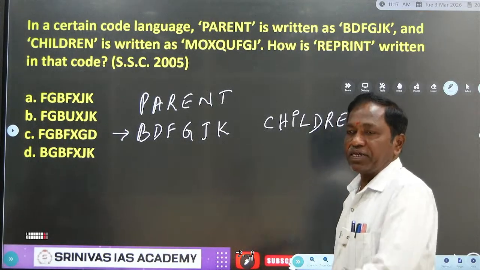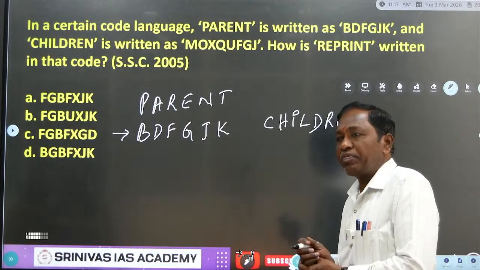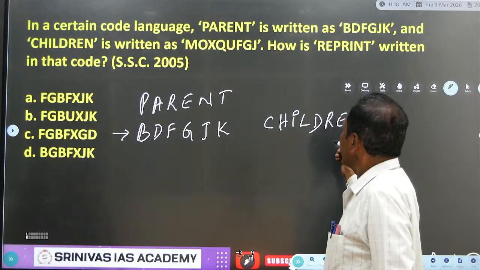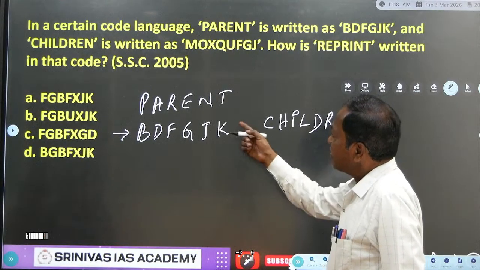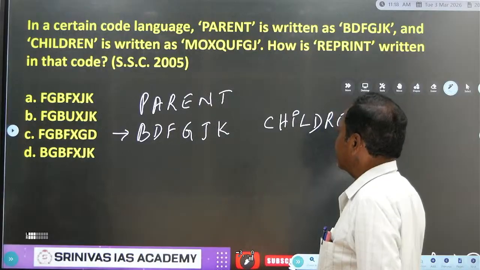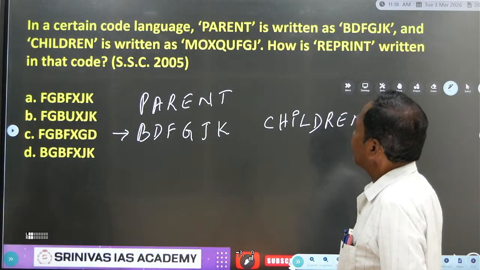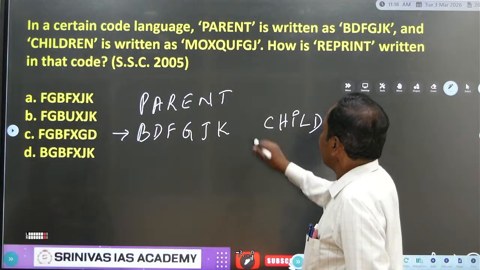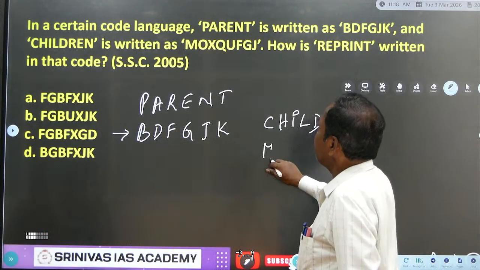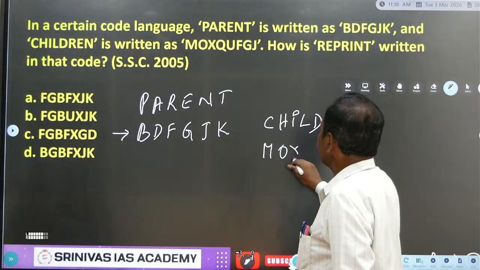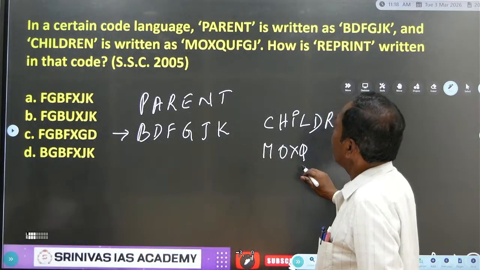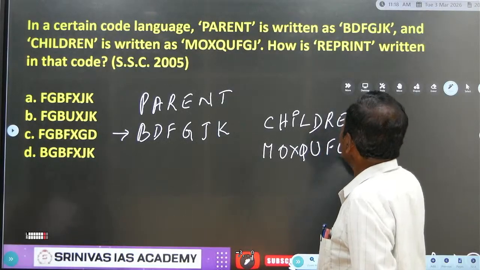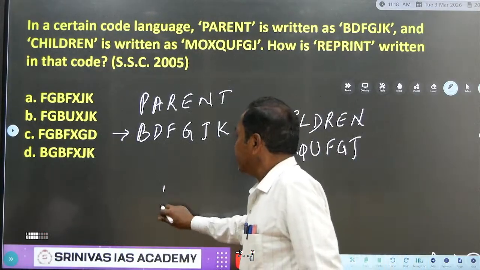Now, look, because the position of the letters is not matching. You see here, what are the letters here? CHIL, but C cannot be seen in the letter. That also is there. So, children is coded as M, O, X, Q, U, F, G, J, right. So reprint.